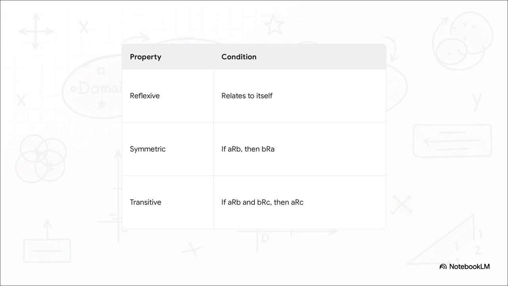Here's the breakdown. A relation is reflexive if every element relates to itself. It's symmetric if a two-way street exists, meaning if A relates to B, then B absolutely must relate to A. And it's transitive if A relates to B and B relates to C, well, that forces A to relate to C. If a relation perfectly satisfies all 3 of these conditions, it earns the very prestigious title of an equivalence relation.